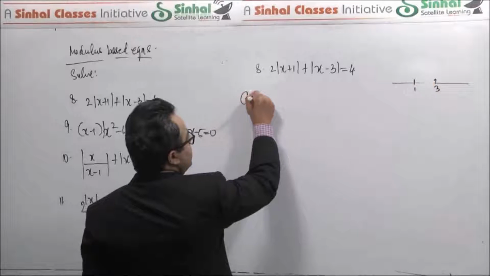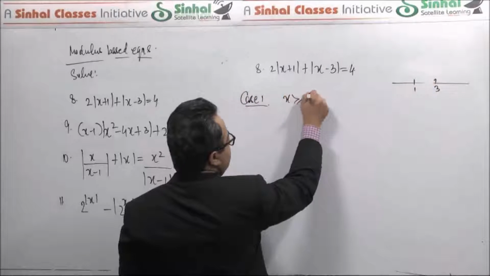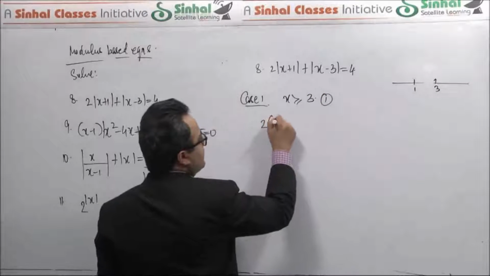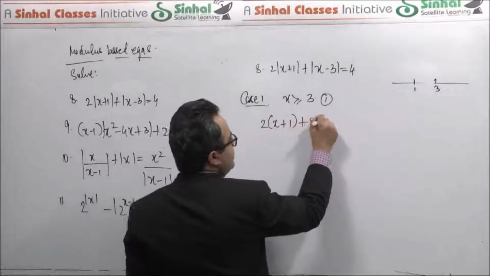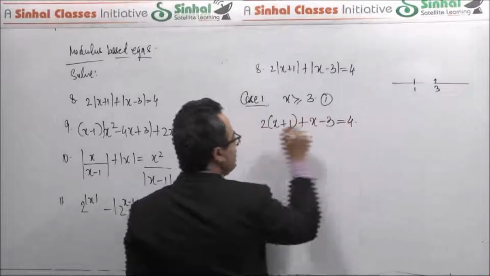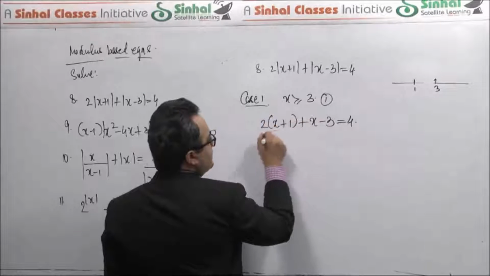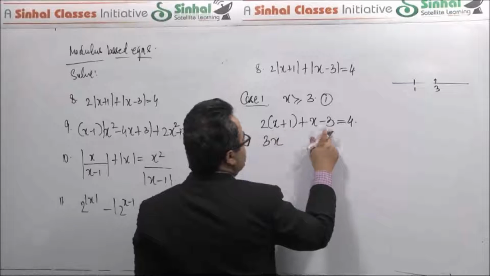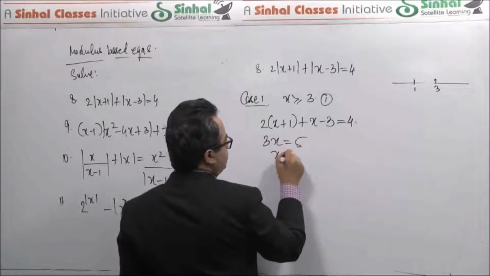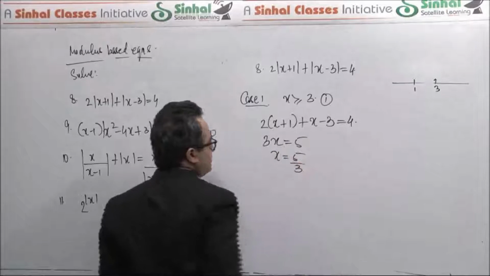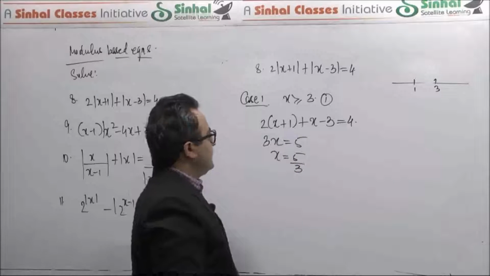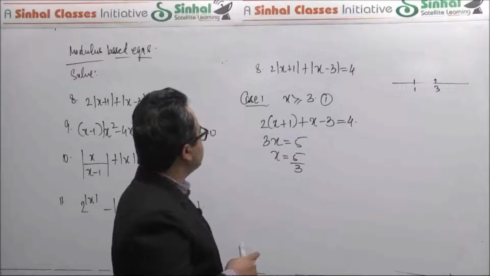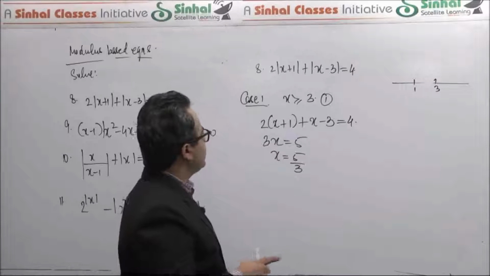So case 1 again is, now under this condition what does the equation become? 2 times x plus 1 plus x minus 3 is equal to 4. That will be 2x plus 3x. 2 minus 3 is minus 1 equal to 5. So under this condition when I solve my equation, I get x as 5 by 3. 2 into x plus 1, 2x plus 2, 3x plus 2 minus 5.